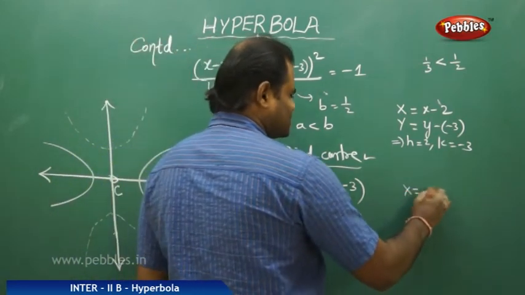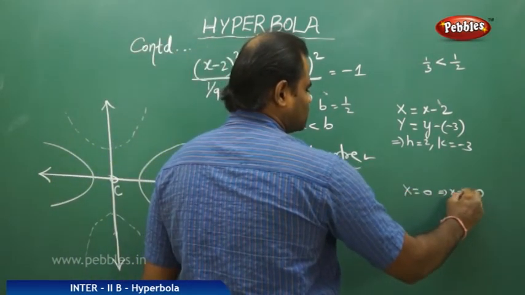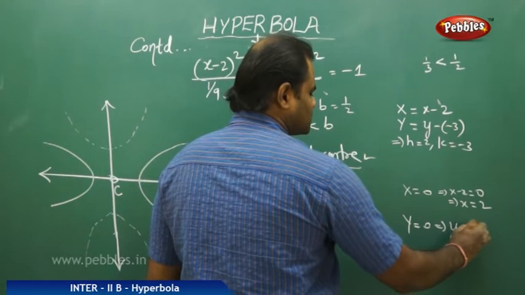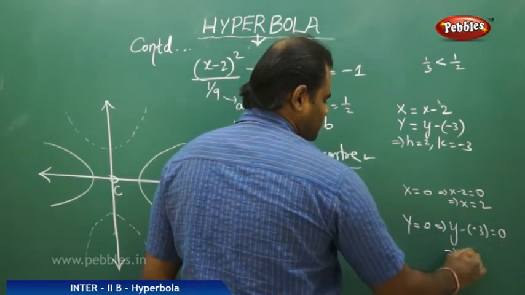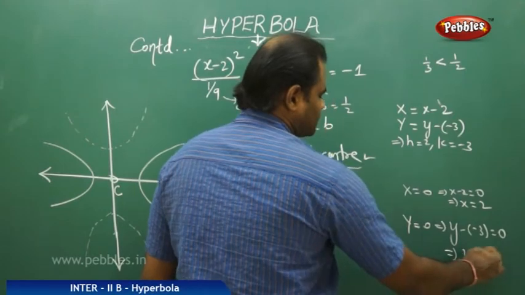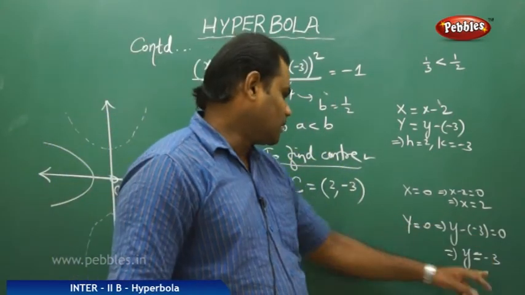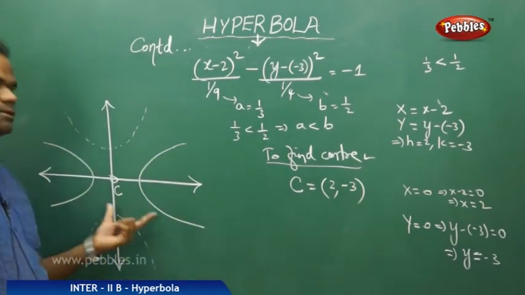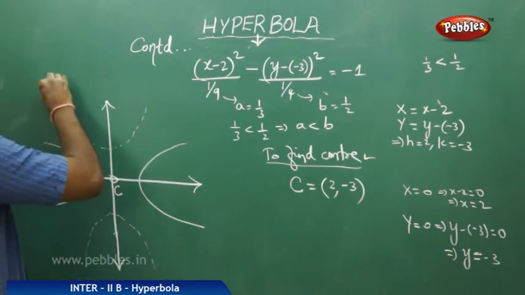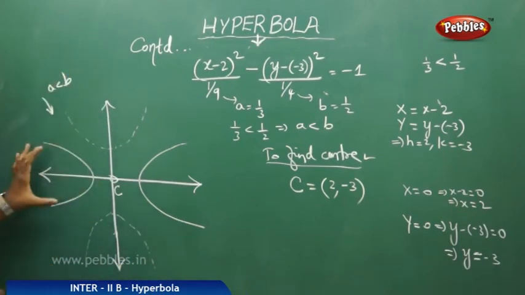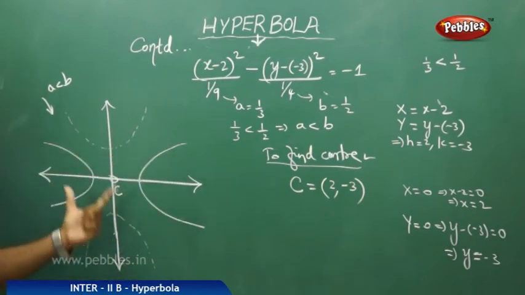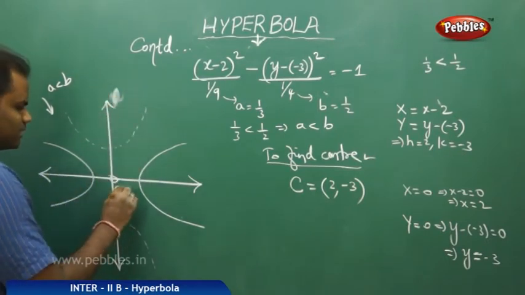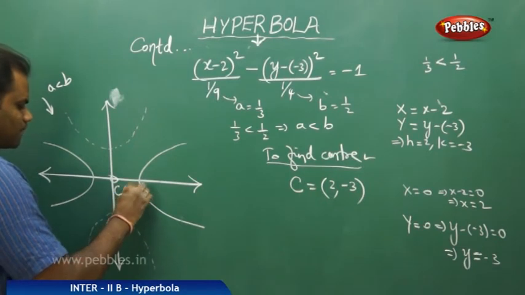Because I take x as 0, that implies x minus 2 is equal to 0. That implies x equals 2, and y equal to 0 implies y minus of minus 3 is 0. That implies y equals minus 3. Therefore, I get 2 and minus 3, which is the center of the conjugate hyperbola given by this. The case a less than b gives me the conjugate hyperbola here and the original hyperbola on the y-axis. So my center is 2, minus 3.